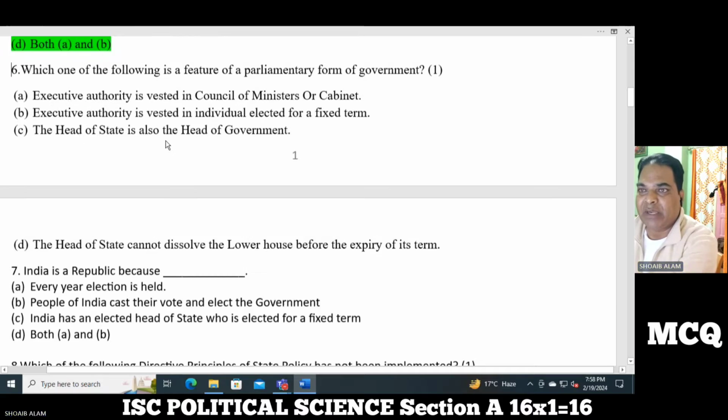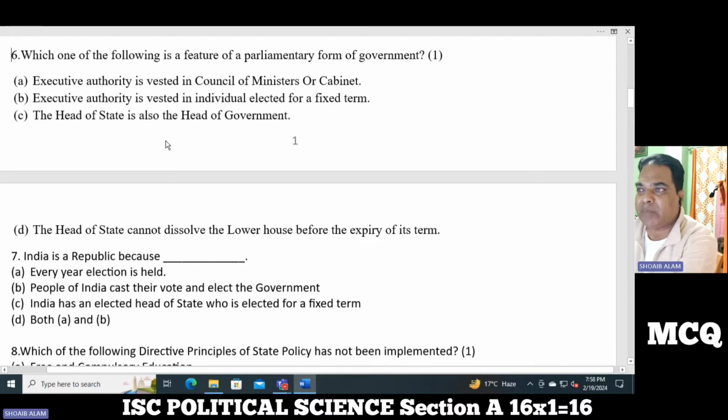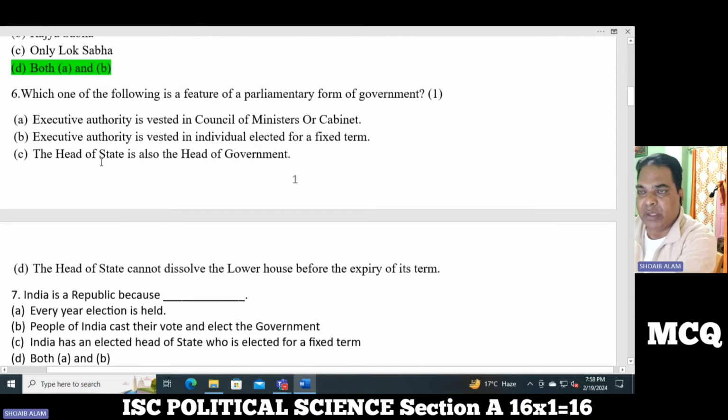Now next one: which one of the following is a feature of parliamentary form of government? Option A, executive authority is vested in council of ministers or cabinet. Executive authority is vested in an individual elected for a fixed term. The head of the state is also head of the government. Head of the state cannot dissolve the lower house before the expiry of its term. According to me, the answer should be A. Executive authority is vested in council of ministers or cabinet. So this one will be taken as the correct option, option number A.